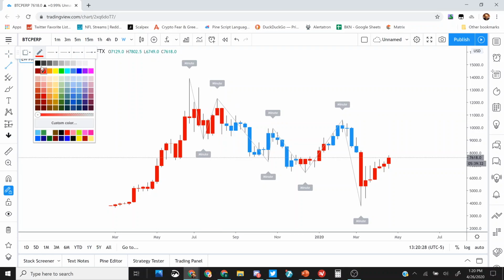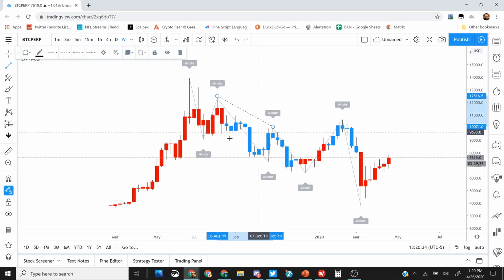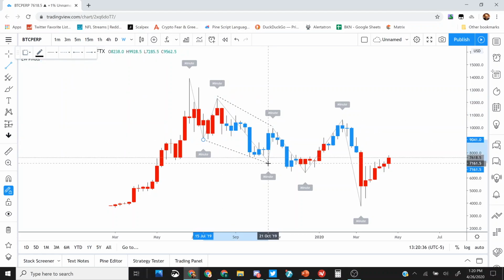And for me, there's a confirmed flat here. Pretty clear. Shows the subwaves of the flat right there. Starting here, A, B, C. A, B, C.